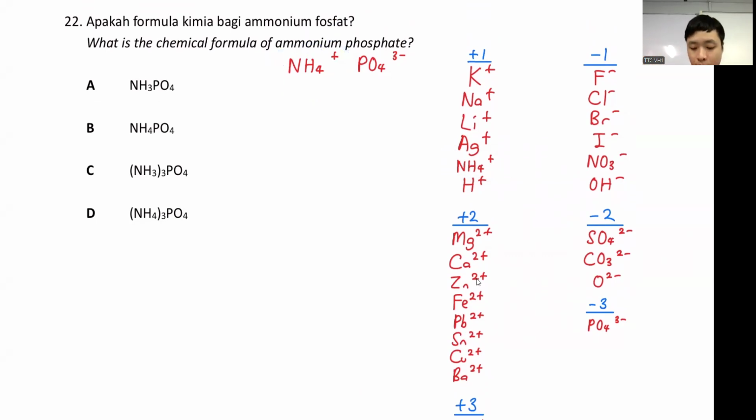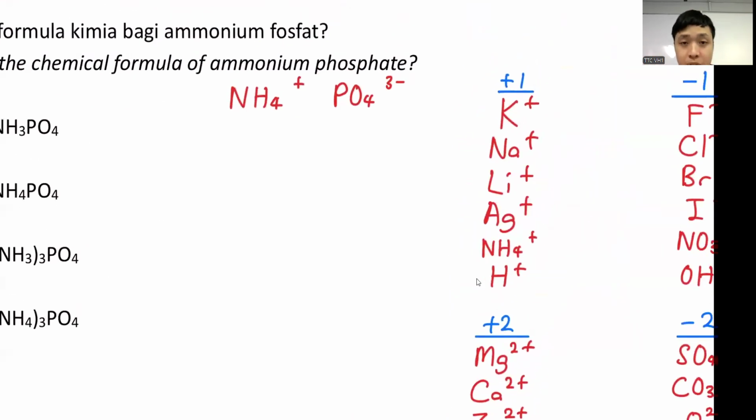So how to write the formula? Very simple. Normally the shortcut: the 1 plus, the 1 will go to PO4, the 3 will go to NH4. But I'll teach you why it is like that. You see, I have only one positive. I have negative 3. So I don't have enough positive. I need how many more positives to cancel my negative in mathematics to become 0?